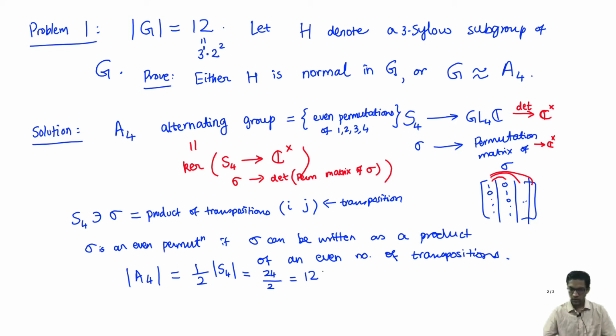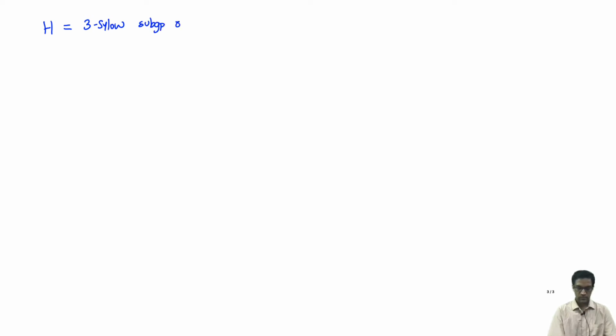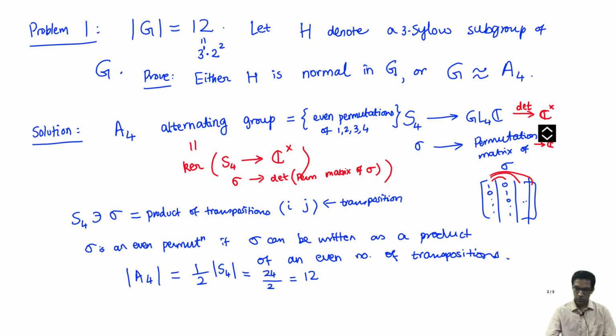Okay, now let's look at what we need to prove. We are given the 3 Sylow subgroup, called H. So let H be what's given. This was the 3 Sylow subgroup, and since the cardinality of G was 3 power 1 into 2 power 2, the cardinality of H will just be 3 power 1, the maximum power of 3 which divides the cardinality of G.